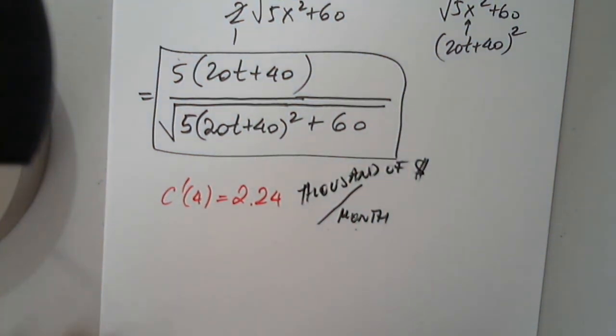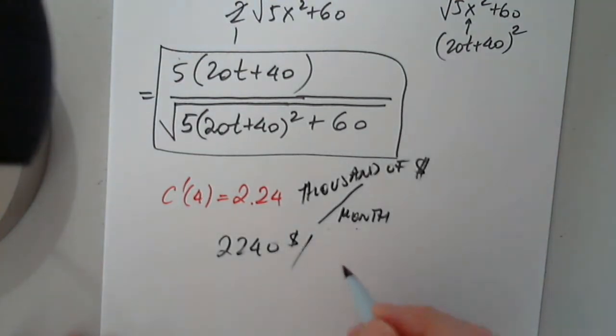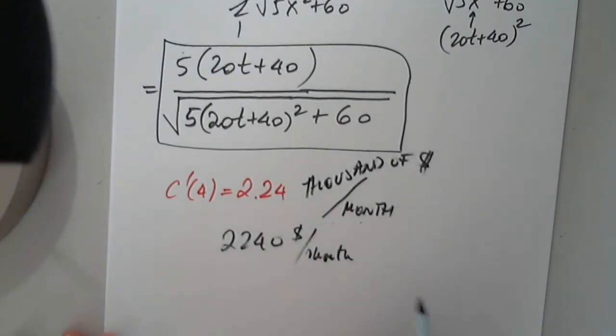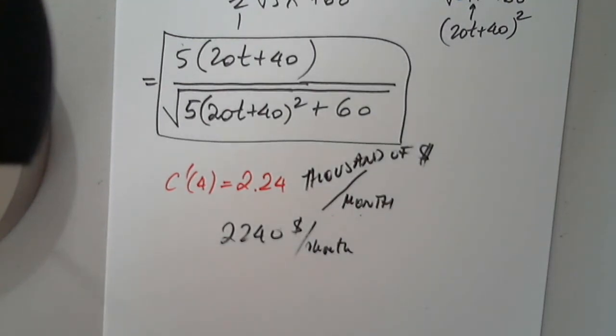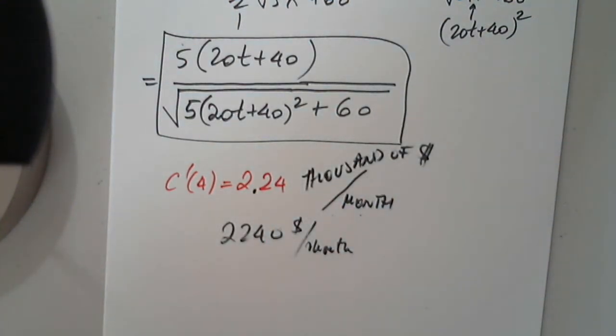Two measurement units. You can write it as 2240, and then you can write dollars per month. That's fine too. Okay, same thing. Or 2.24 thousands of dollars per month. Good question, good problem. Okay, perfect.